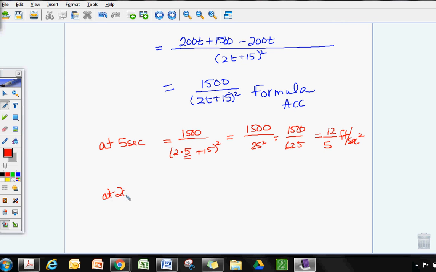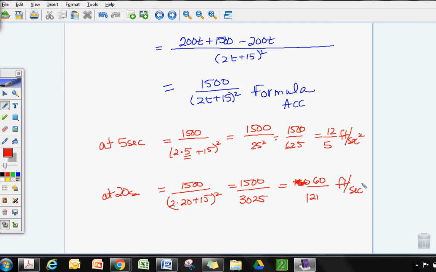Okay, so at 20 seconds, same idea, 1500 over 2 times 20 plus 15, and that whole thing is squared, which equals 1500 over, I grab my calculator, this is 3025, which turns out to be 60 over 121, and again that is feet per second squared. Okay, that's higher order derivatives. You're done.